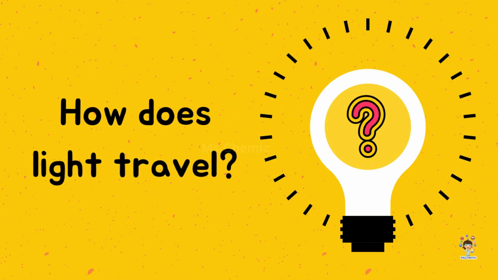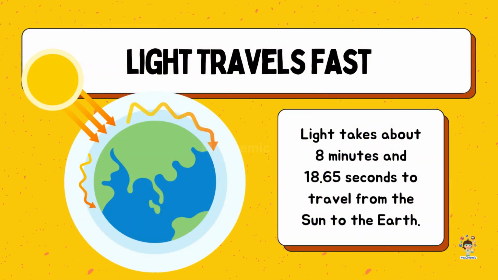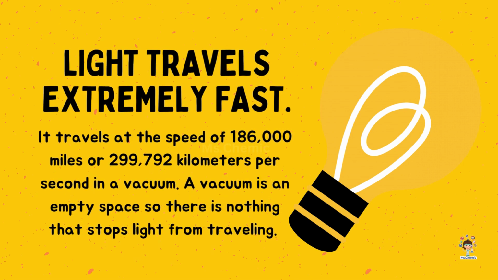How does light travel? Light travels fast. Light takes about 8 minutes and 18.65 seconds to travel from the sun to the earth. Light travels extremely fast. It travels at the speed of 186,000 miles or 299,792 kilometers per second in a vacuum. A vacuum is an empty space, so there is nothing that stops light from traveling.